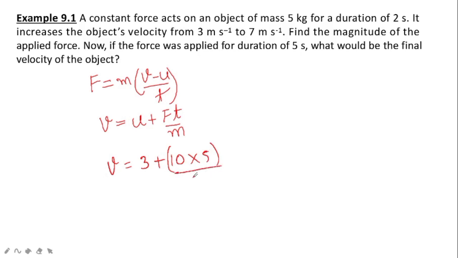So what is m here? The mass of the object is 5 kg. Then on simplification, we will get v equal to 5 ones are 5, then 10 plus 3, so 3 plus 10, which gives us 13 meter per second. That means whenever we increase the time from 2 seconds to 5 seconds, we will get the acceleration of 13 meter per second.